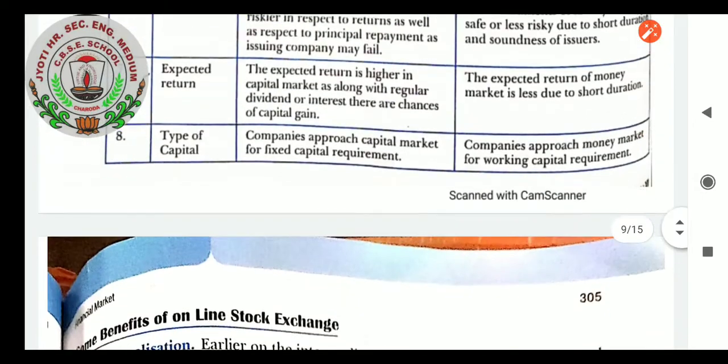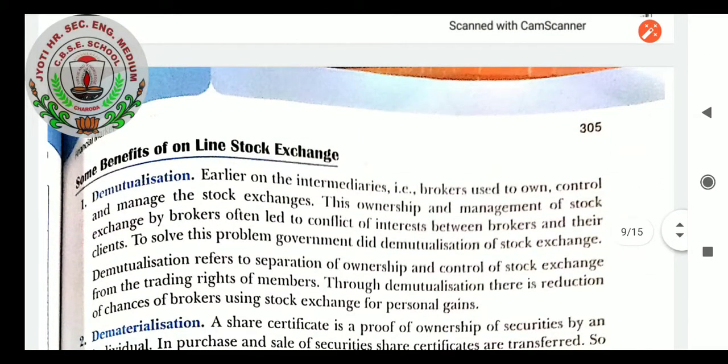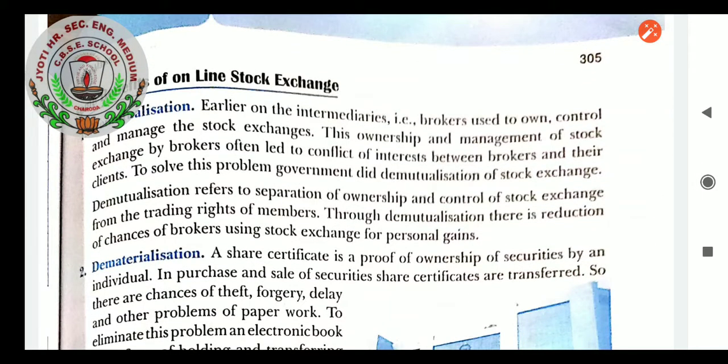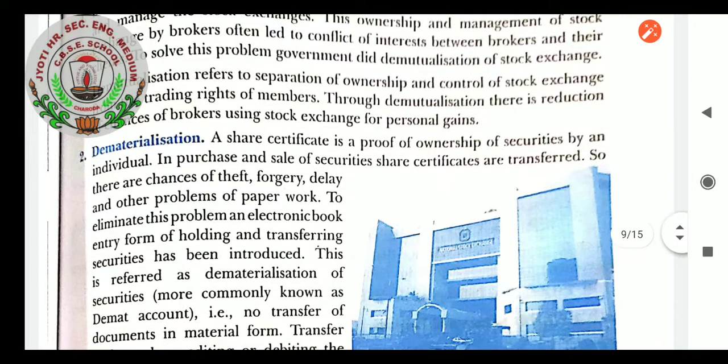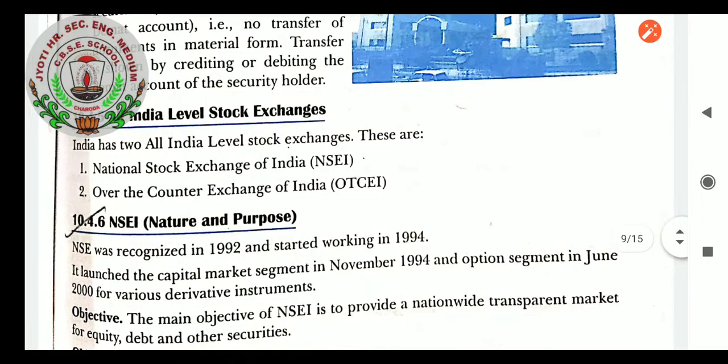So there are two benefits of the online stock exchange. With demutualization, you can see clearly whose company's shares you have purchased and how much the share amount has increased, and the same is known to the issuing company also. With dematerialization, theft, forgery and other problems have been stopped. Now you can clearly see how much has been reduced from your account, how much has been added, and to which place the money has been transferred.